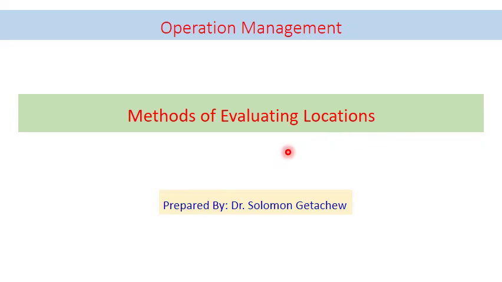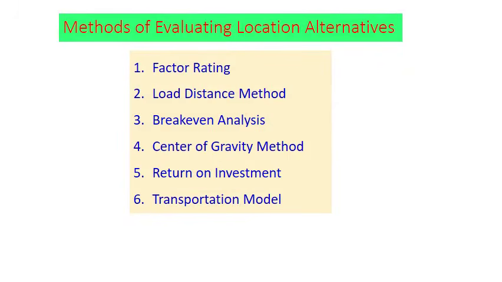If we have more than one location alternative, we need to evaluate those locations. Those techniques are, the first one, factor rating method, then load distance method, break-even analysis, center of gravity method, return on investment, and the last one, the sixth one, is transportation model.